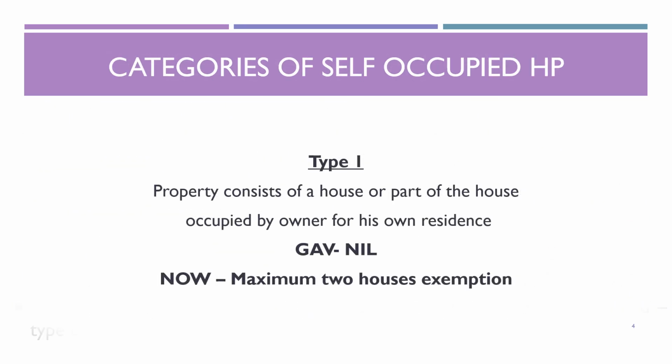The first type, the property consists of a house which is occupied by the owner for his own residence. The gross annual value is nil. As of now, a person can claim for maximum 2 houses. This exemption can be claimed for 2 houses. So the GAV will be considered as nil, NAV will be nil. So obviously the income will be either 0 or negative.